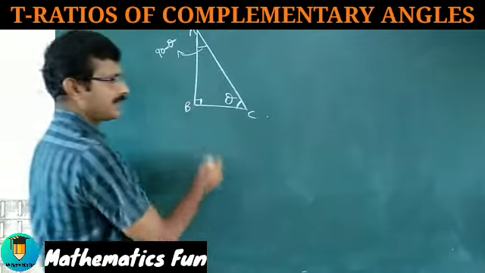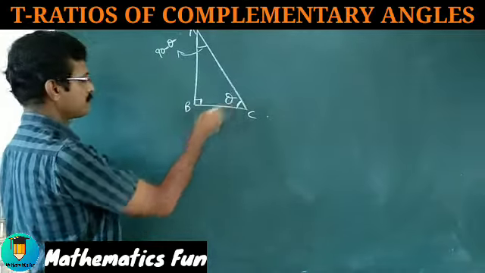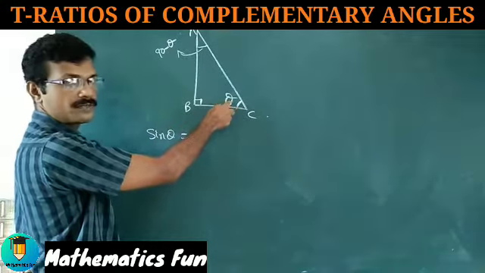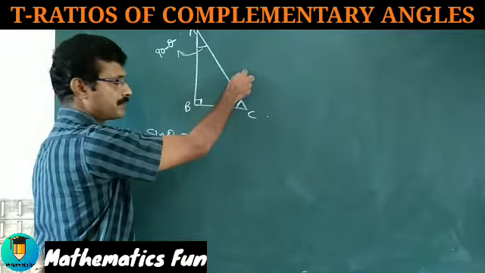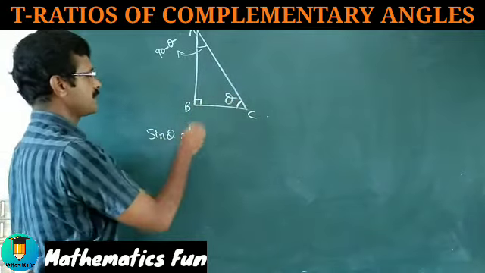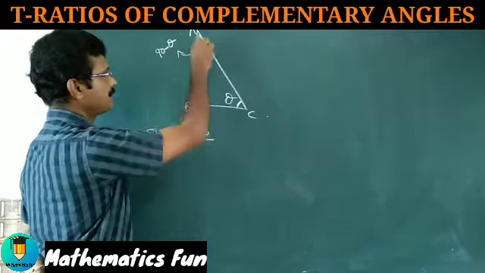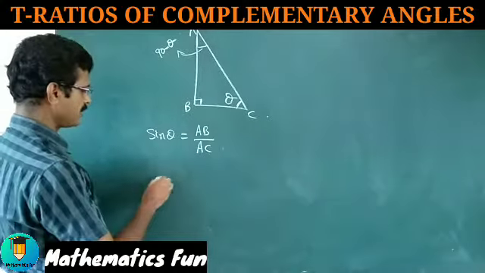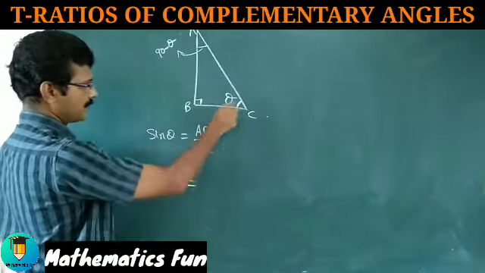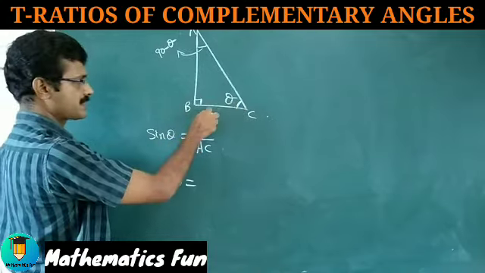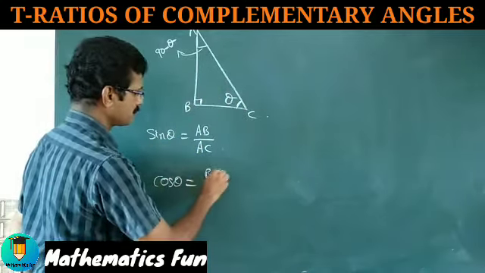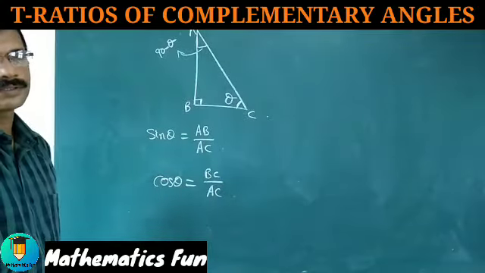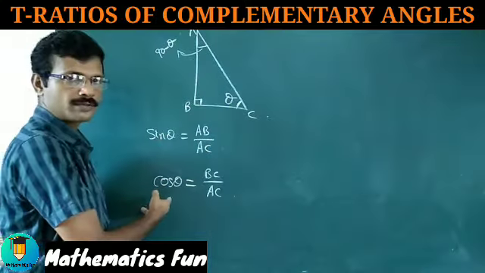Now with the help of this triangle, let's see what sin theta is. We know sin theta is opposite by hypotenuse. That is, with respect to theta, the opposite side is AB and the hypotenuse is AC, so sin theta is AB by AC. Now one more, I am finding cos theta. From this diagram, cos theta is equal to adjacent by hypotenuse, that is BC by AC. Like these, all ratios we can find out. I am just finding only sine and cos.